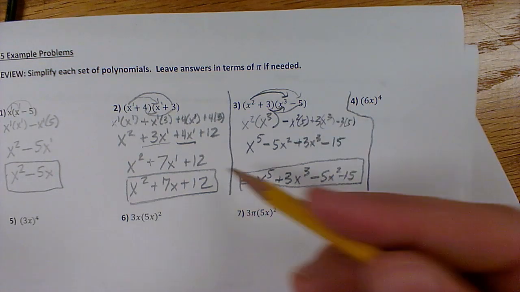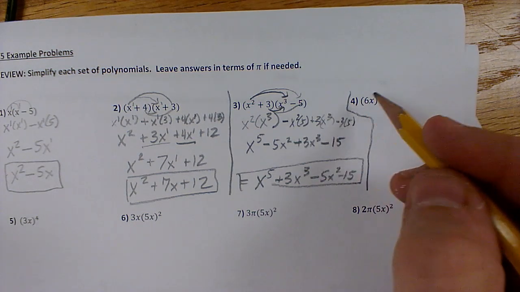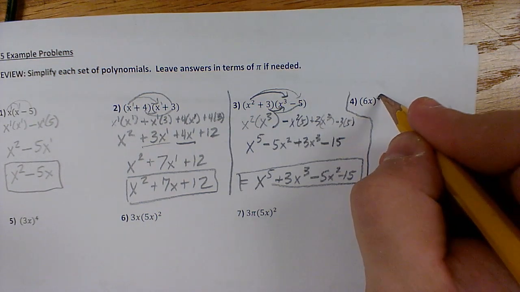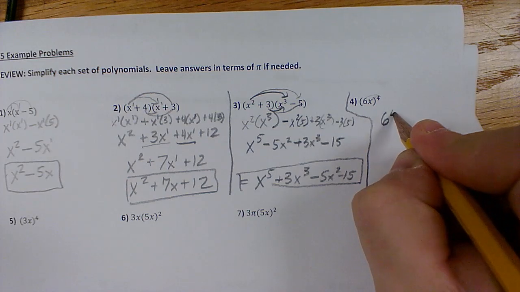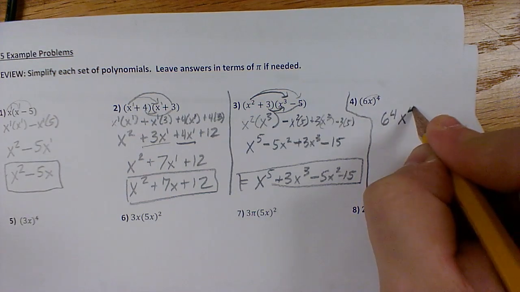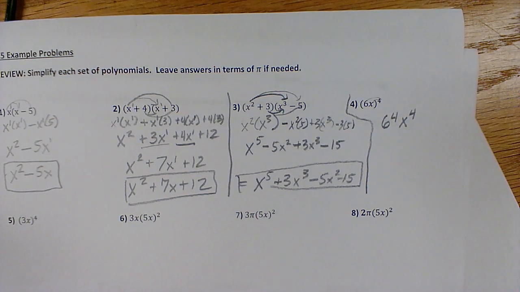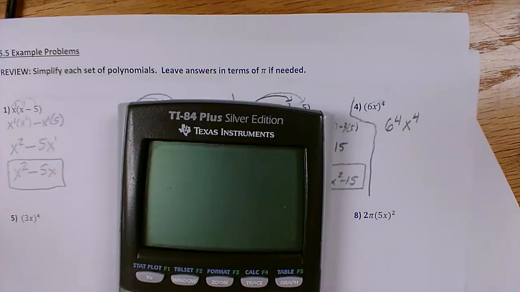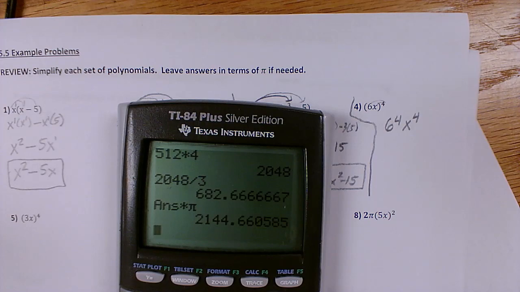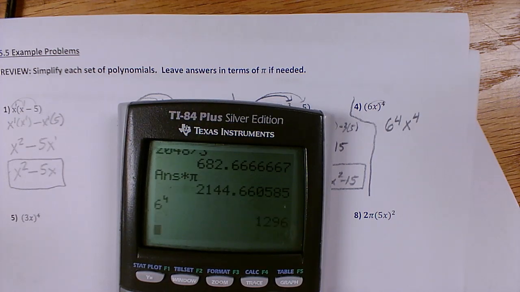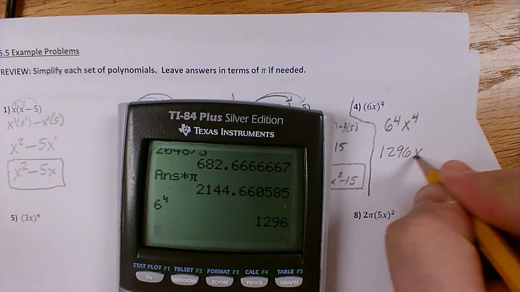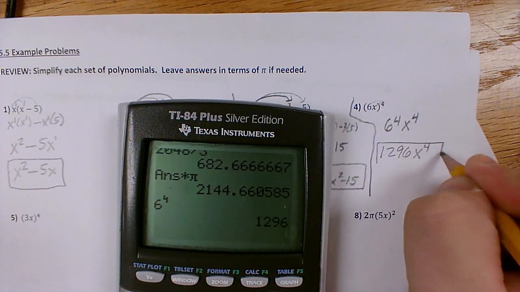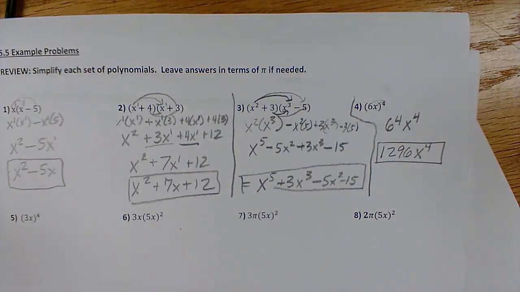So that's the first type of problem. Now we're going to do exponents. Now the rule is if there's an exponent on the outside, it distributes to both numbers. So we would have 6 to the 4th and x to the 4th. So let me grab my calculator and figure out what 6 to the 4th is. So this would be 1,296 x raised to the 4th power. So you always do the exponents first.